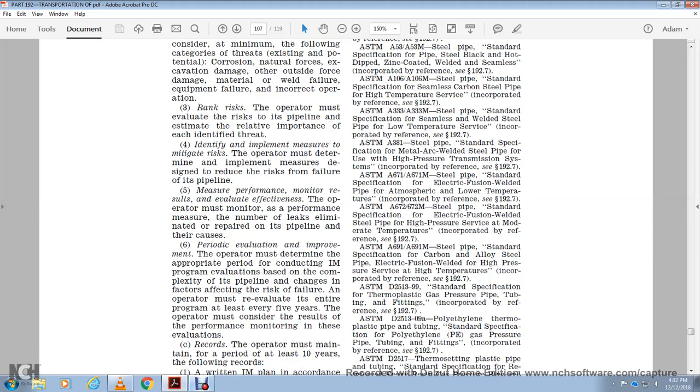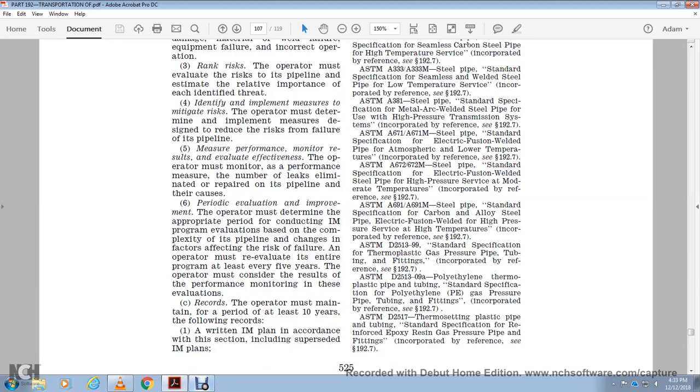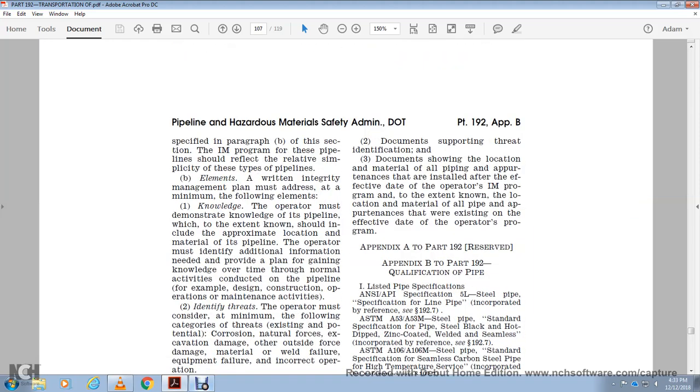Periodic evaluation and improvement: the operator must determine the appropriate period for conducting the integrity management program evaluation based on the complexity of the pipeline and factors affecting the risk of failure. The operator must reevaluate the entire program at least every 5 years. The operator must consider the result of the performance monitoring in these evaluations. Records: the operator must maintain, for a period of at least 10 years, the following. Records of the written integrity management plan in accordance with this section, including the specified integrity management plans, and documents supporting threat identification and evaluation. The operator must also document the location and material of all piping and appurtenances that are installed after the effective date of the operator's integrity management program, and to the extent known, the location and material of all piping and appurtenances that were existing on the effective date of the operator's program.